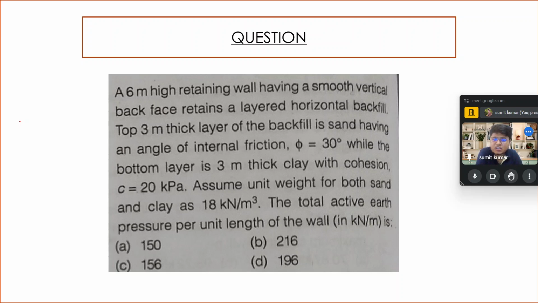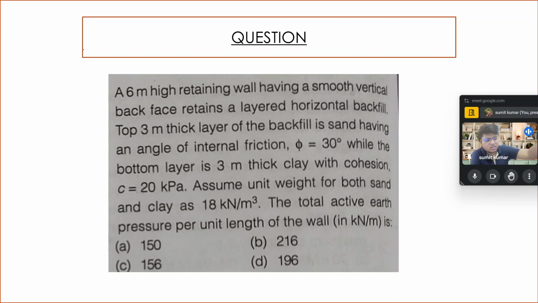Okay, so the next question: a 6-meter high retaining wall having a smooth vertical back face retains a layer of horizontal backfill. The top 3-meter thick layer of backfill is sand having an angle of internal friction of 30 degrees. The bottom 3-meter thick layer is clay with a cohesion C equal to 20. Assume unit weight for both sand and clay as 18 kilonewton per meter cube. Find the total active earth pressure per unit length on the wall.